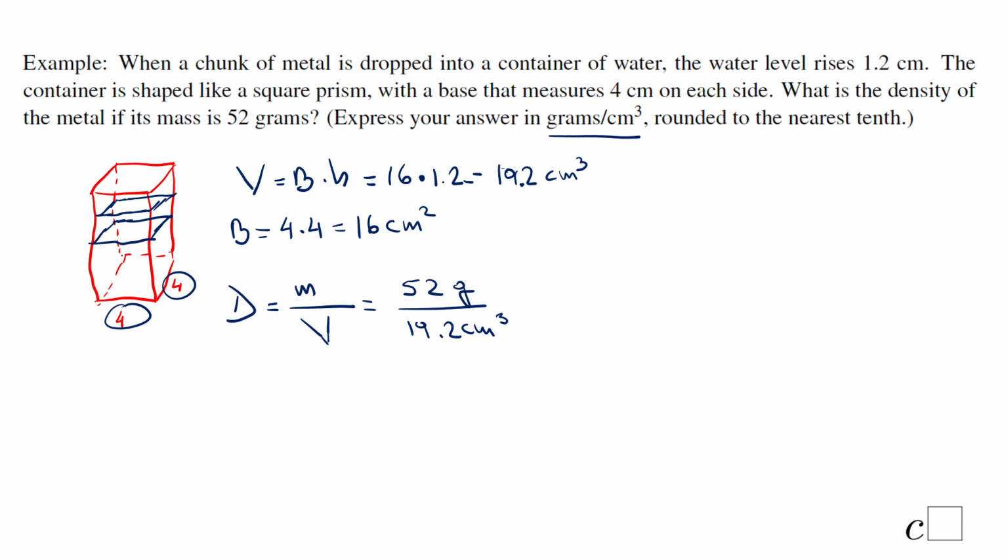If you notice, we need to express the answer in this way, so there is no reason to do any conversion. Just grab a calculator, 52 divided by 19.2, and that will be, rounded to the nearest tenth, 2.7. Now round it like this, 2.7 grams per cubic centimeter. This is a very interesting problem. In fact, that's the way that Archimedes, a Greek guy, used in his life. You can find the story online if you want.